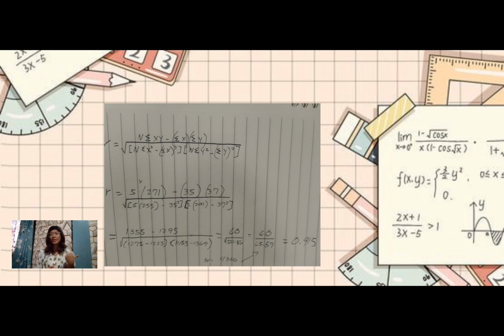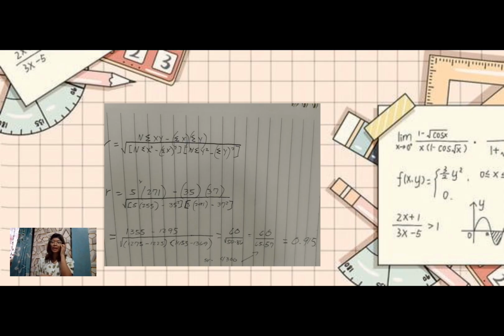So in the next step, let's proceed to how we get 50.86 and 65.57. We subtract 1,355 minus 1,295 equals 60. And then 1,275 minus 1,225 equals 50. And then 1,455 minus 1,369 equals 86.